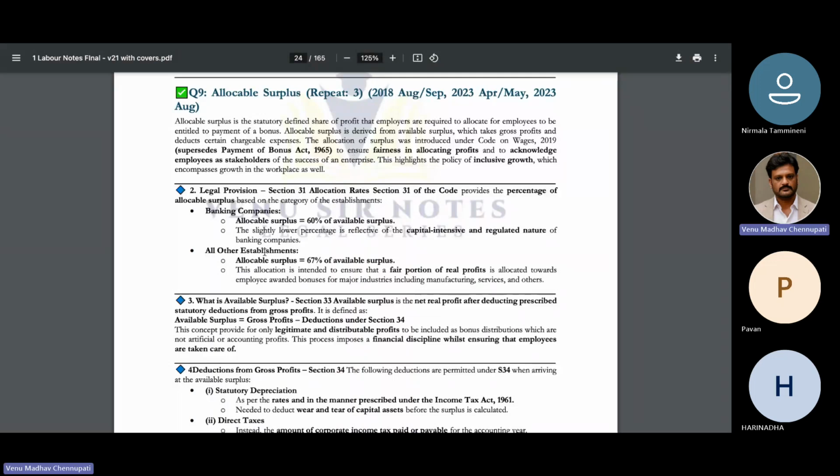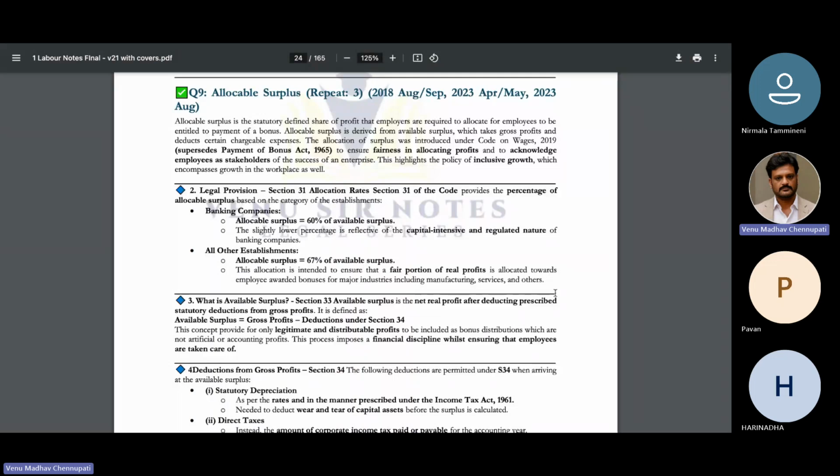So for other establishments, allocable surplus is 67%. For example, Indian Oil, BDL, or some other company which are run by governments mostly, which is basically where they're saying that the allocation is intended to ensure a fair portion of real profits. Or even in private companies, they are saying that this is what should be allocated towards employees, towards bonus, of major industries including manufacturing, services and others.